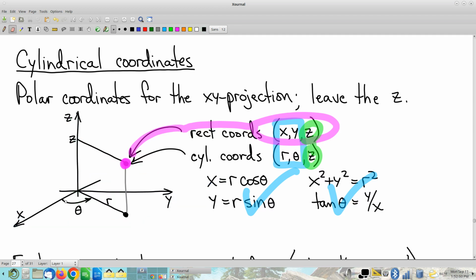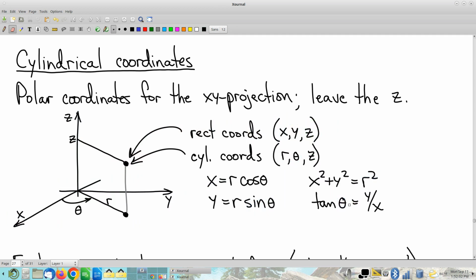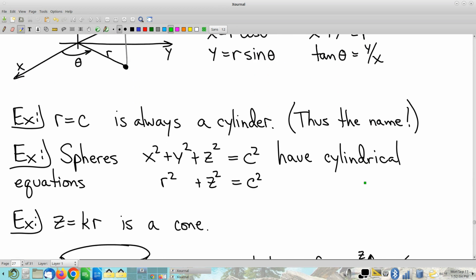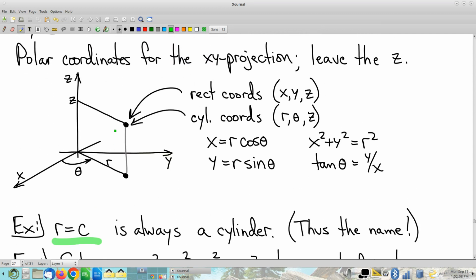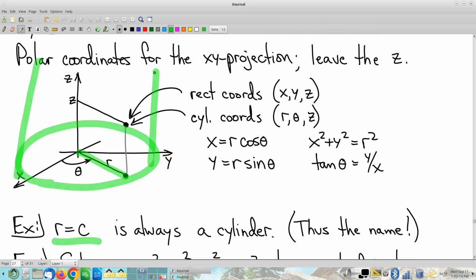All right. So a couple of quickie examples. If you say r equals c, keeping in mind that r represents a distance like that, setting that equal to a constant, incompetent art aside, always gives you a cylinder. That's the name cylindrical coordinates. Believable, I hope. Is everybody happy with that?